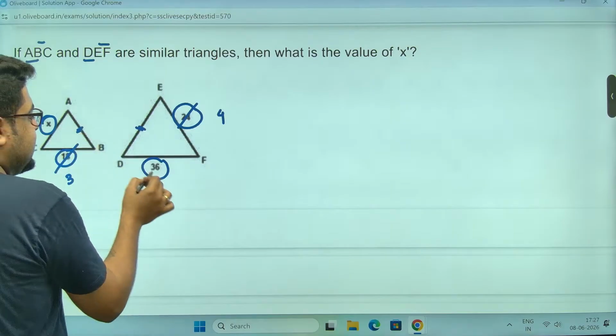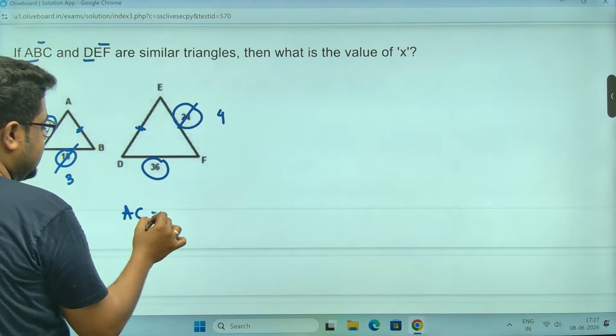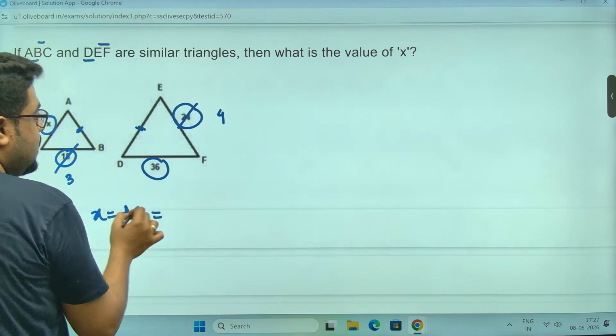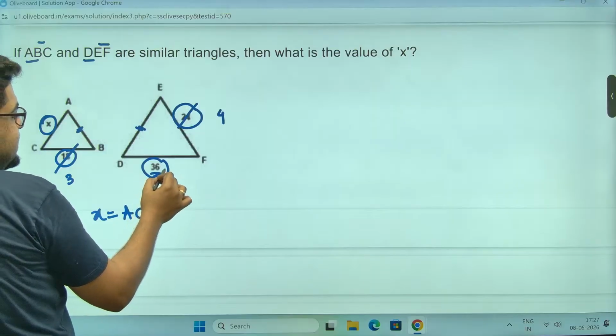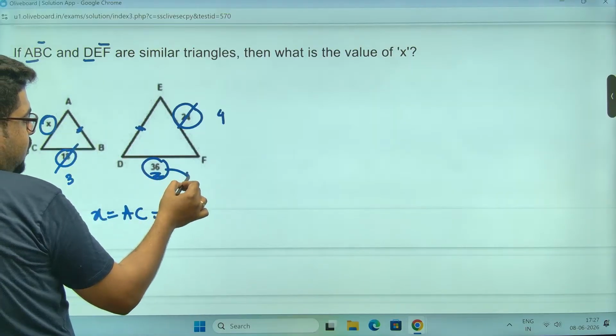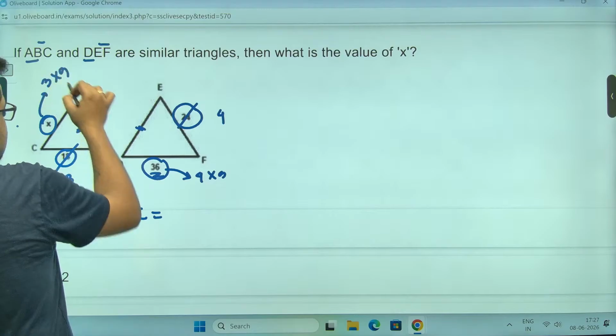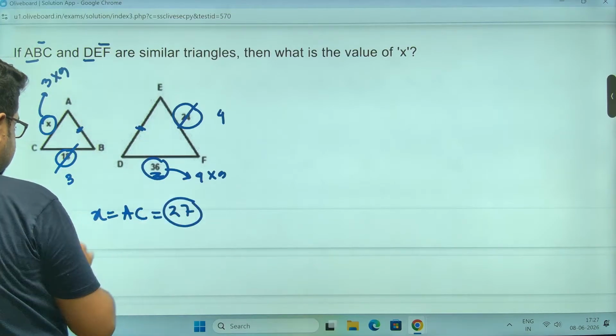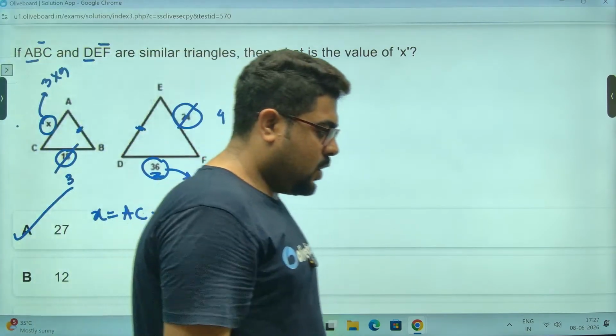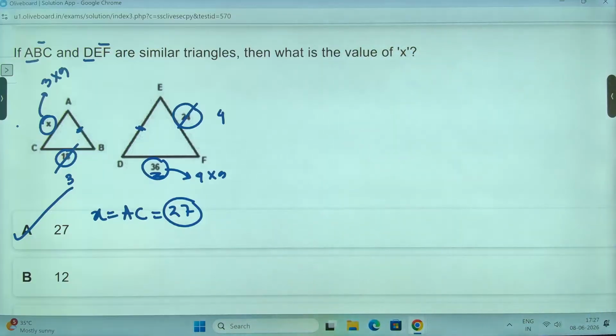So AC and 36 are corresponding. AC, or the X value, if it is 4 times, then this is 3 times. So this is 4 nines, this will become 3 nines, so this will become 27. Ratio is 3:4. Option A is the answer. Option A must be your correct answer, you see.